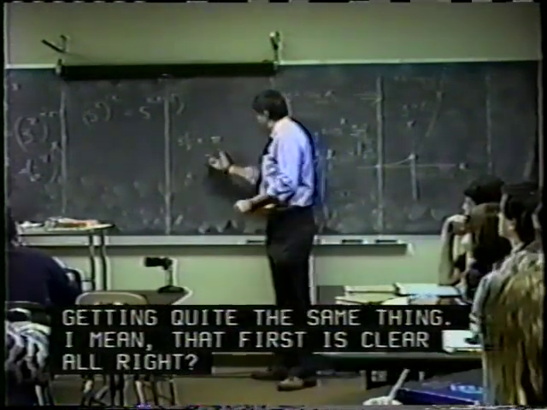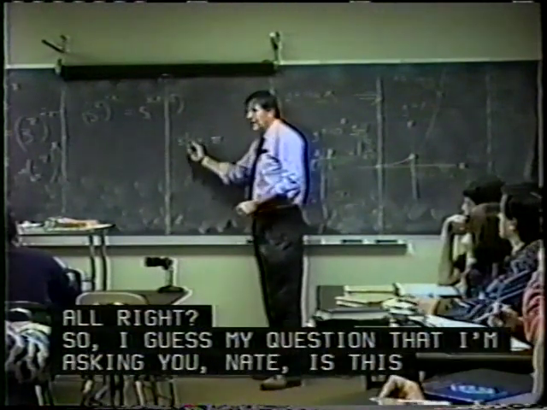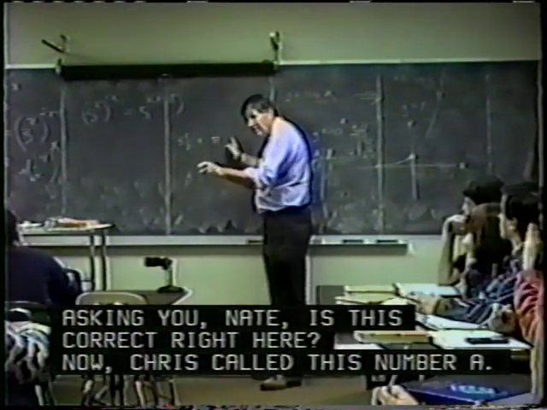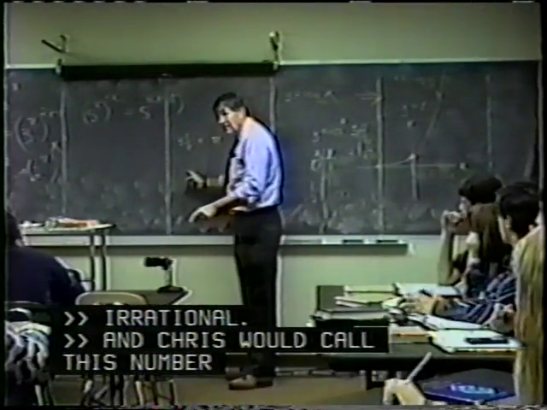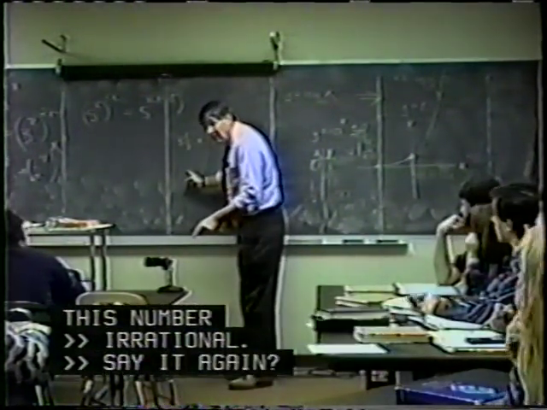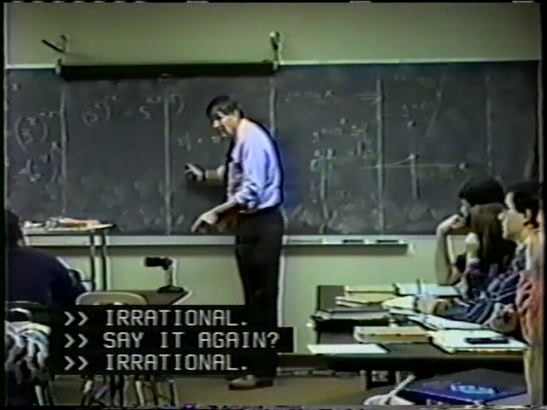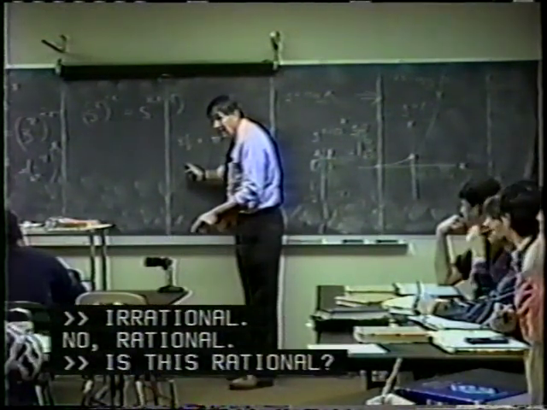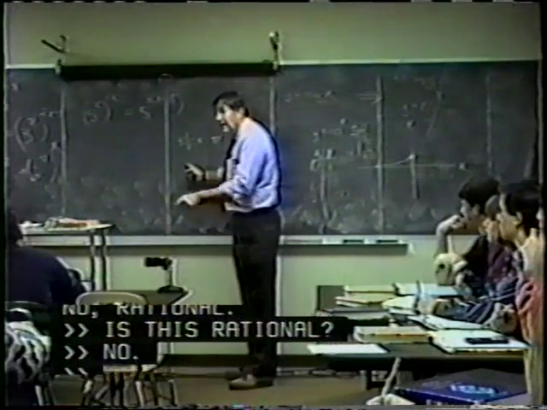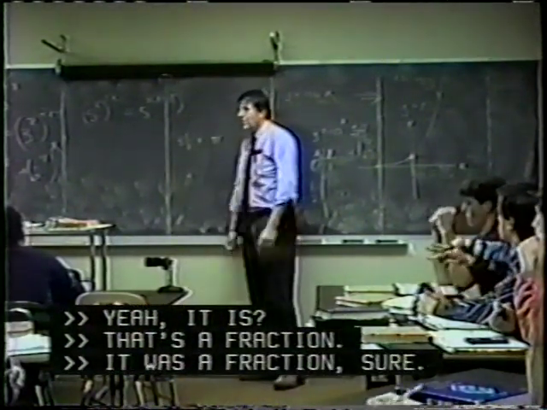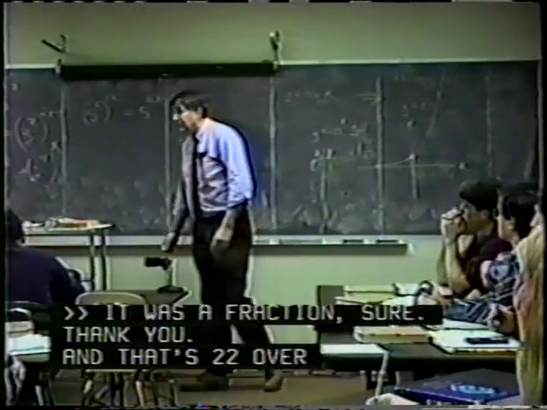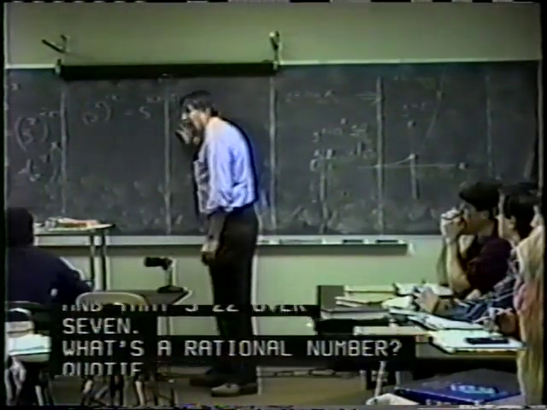So my question that I'm asking you, Nate, is this correct right here? Now, Chris called this number irrational. Is this rational? No. Let's start there. If it's a fraction, sure, and that's 22 over 7. What's a rational number? Quotient of two integers, right? So is that rational? Yes, got to be.